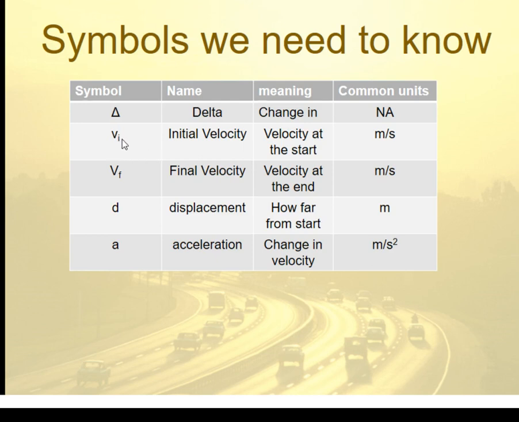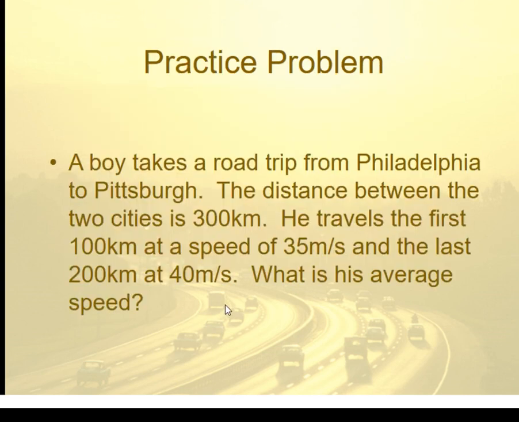V with a subscript i is how I'm going to denote initial velocity, the velocity at the start. V with an f will be final velocity, d is displacement, a is acceleration. And if we know what the units are that we've measured all these things in, when we're looking at a story problem, it'll be easier for us to say, oh, well, that's an acceleration. Oh, they're talking about a velocity here, when we know that these are the units for these particular symbols.